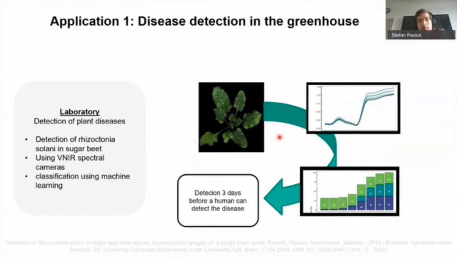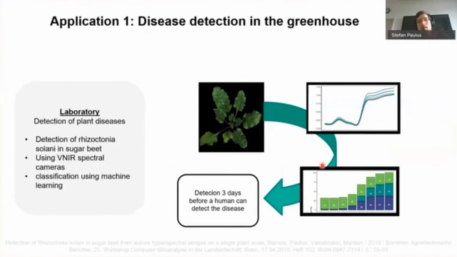And we had 3 different classes here. We had one class with the control, which was healthy, one class with a low infection, and one class with a high infection. And we used machine learning, in this case, support vector machine modeling, to classify just using the spectrum if we can identify if a plant is infected. And the result here was that we were able to detect an infection 3 days before a human being can detect the disease with the eye. And this is for the greenhouse, which means maybe we are a lot faster in the field.